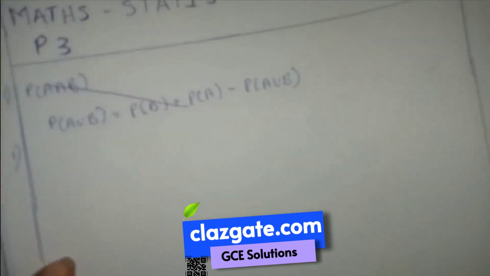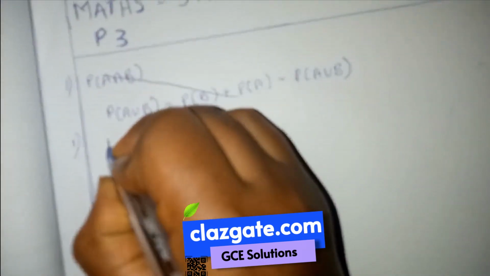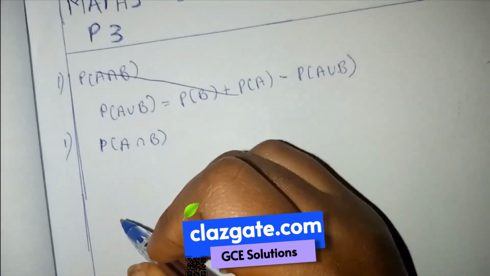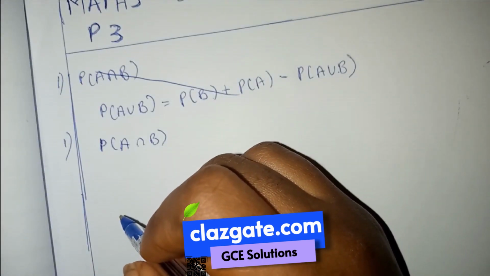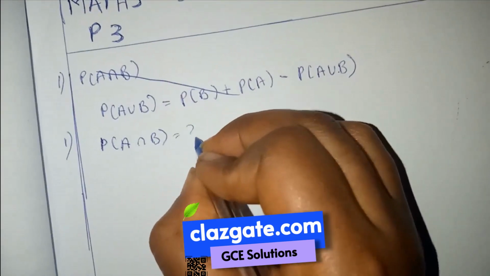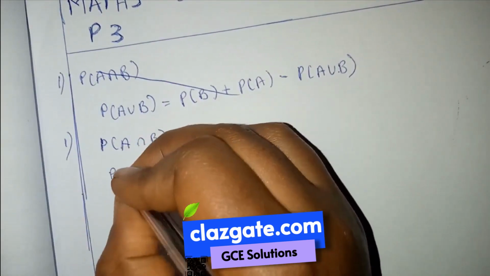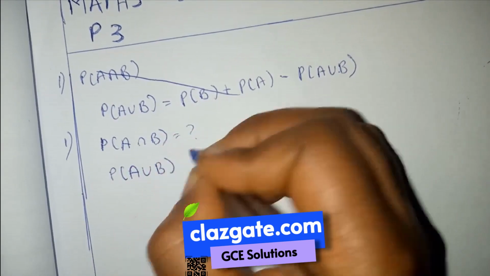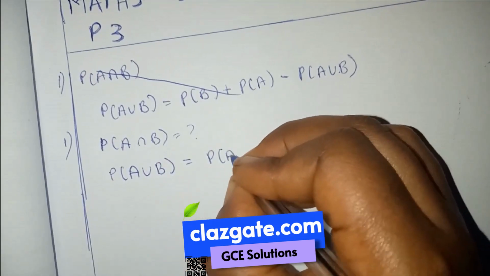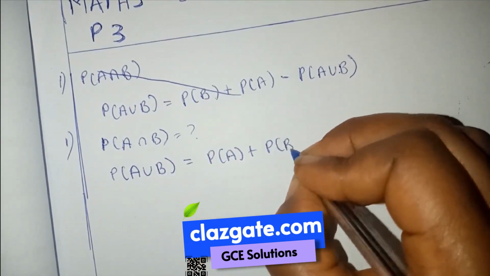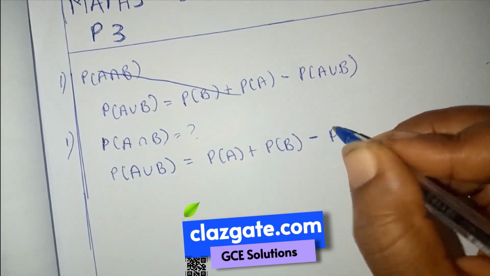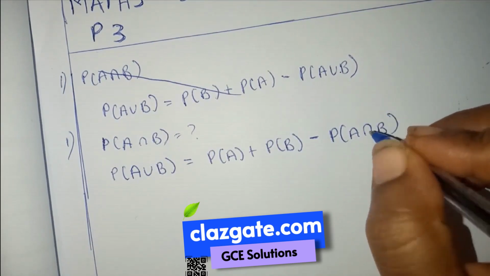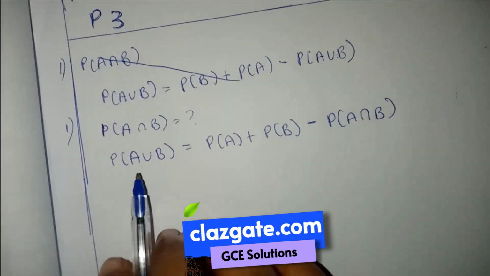So in order to find the probability of A intersection B, we can use the formula for the probability of union of two events, and that formula says that the probability of A union B is equal to the probability of A plus the probability of B, all of this minus the probability of A intersection B.